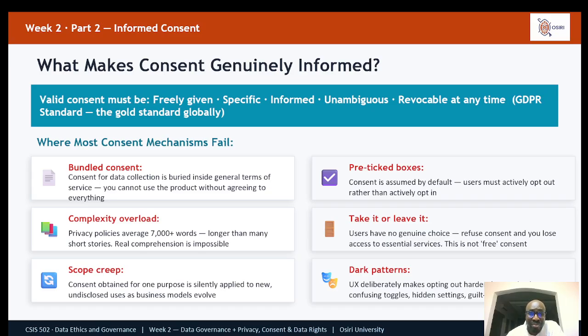How do most consent mechanisms fail? Number one, you have boxes that have been pre-ticked. You just assume while filling the form, instead of allowing me to tick I agree or I disagree, you take the tick box and put I agree by default.